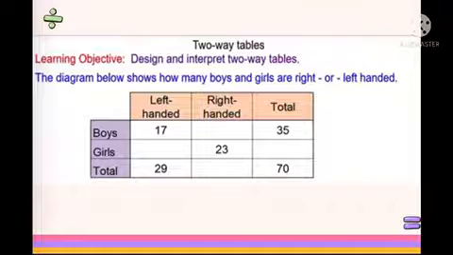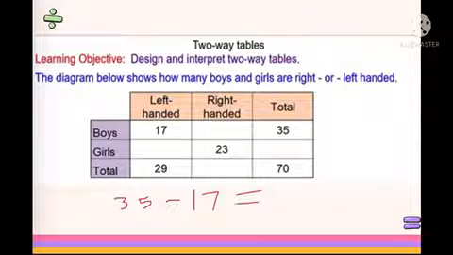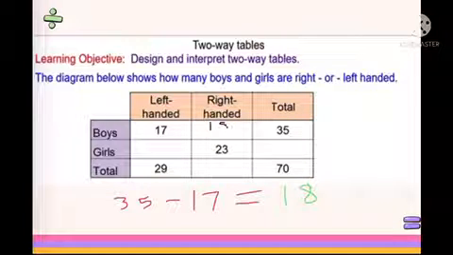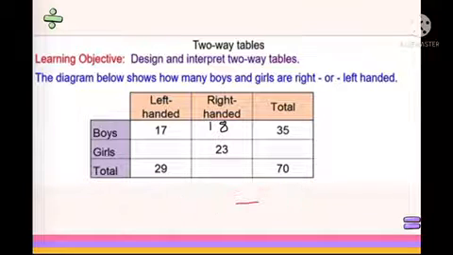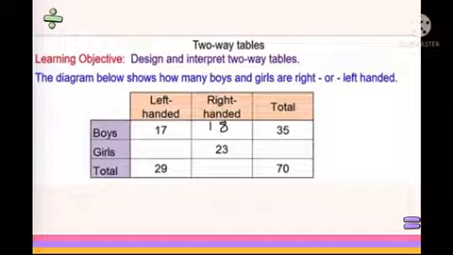First we need to find how many boys are right-handed. That's easy. We need to subtract the number of boys that are left-handed from the total of boys that are right-handed and left-handed. So we will do 35 minus 17, which will give us 18. How do we know if 18 is really our correct answer? We add 17 and 18, which gives us 35, which means our answer is correct.